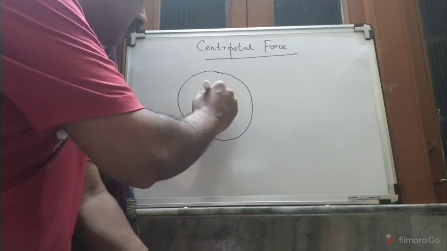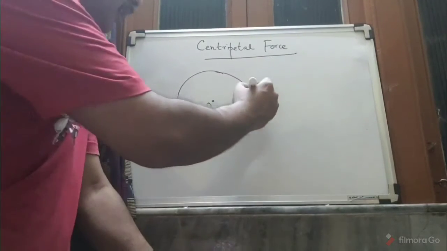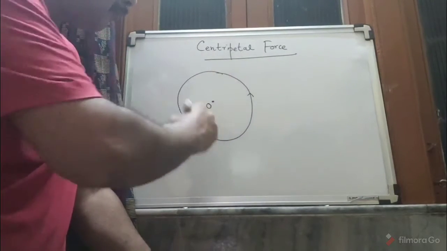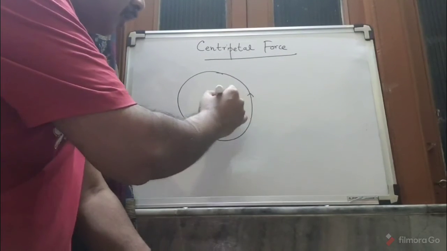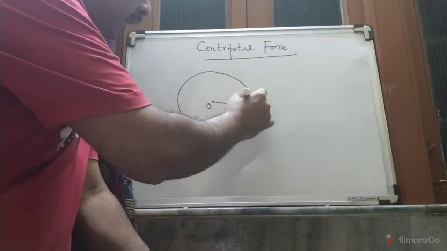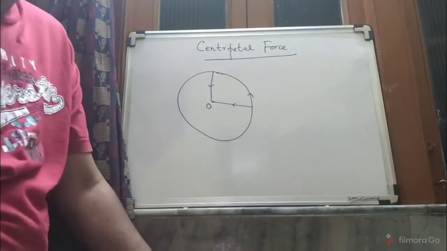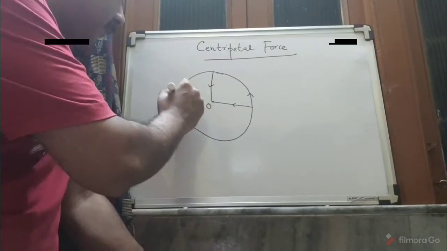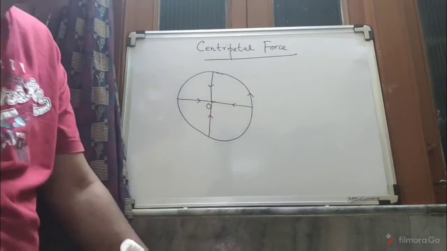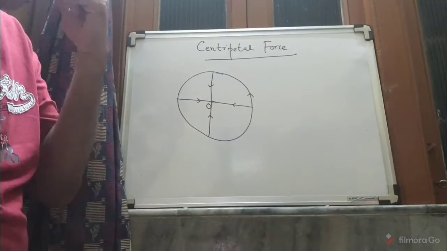Suppose this is the center of the circle. A particle is moving like this in a circular path. So every time there is some force which acts inwards, that means towards the center of a circle, and this force is called the centripetal force.